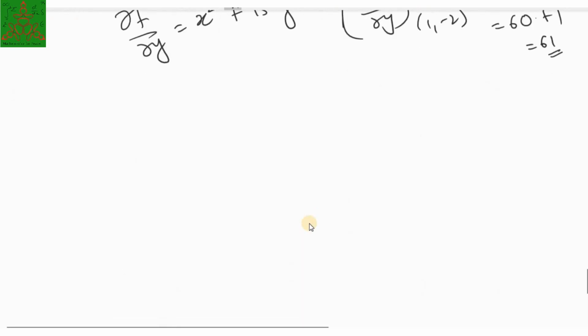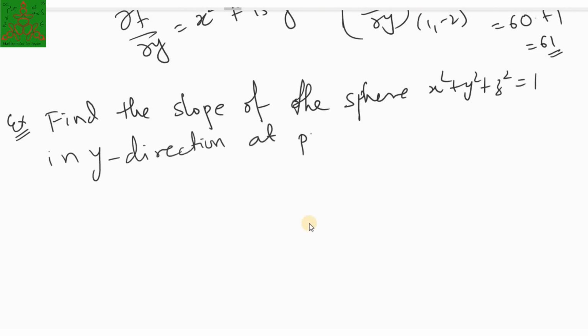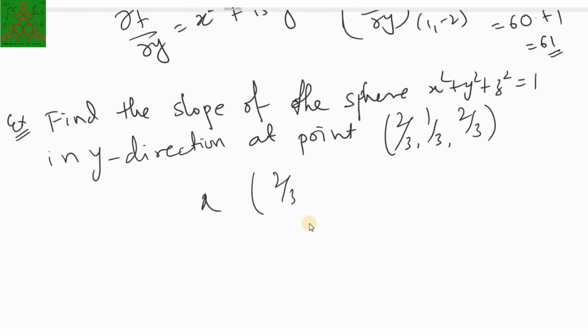Let's have another example, of the same kind. Find the slope of the sphere x² + y² + z² = 1 in the y direction at the points (2/3, 1/3, 2/3) and (2/3, 1/3, -2/3). First of all, what is given is a sphere, so it is an implicit function, and two functions are related to this one equation.